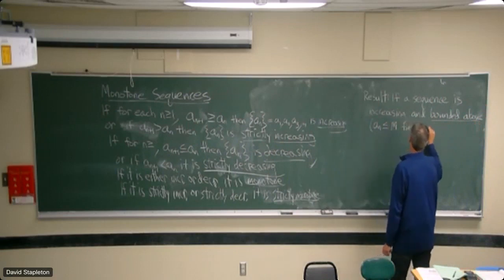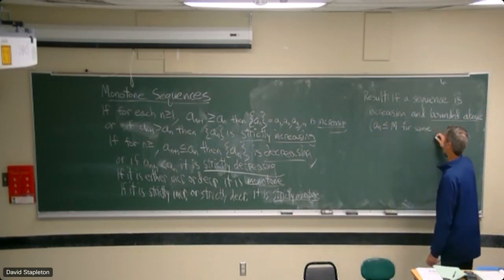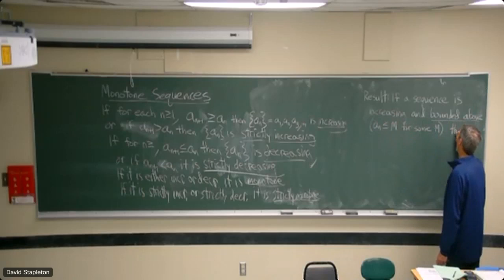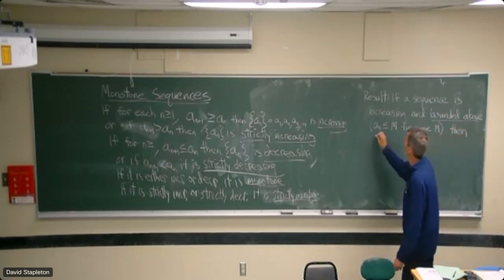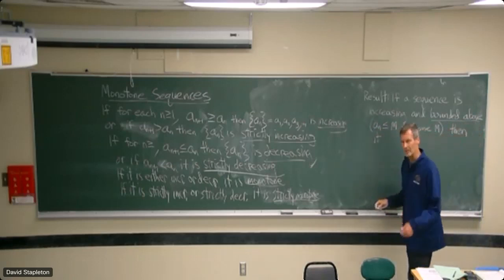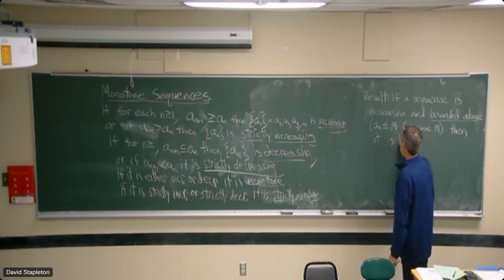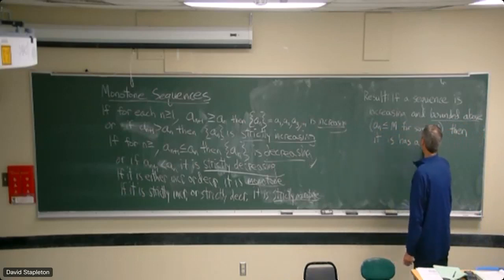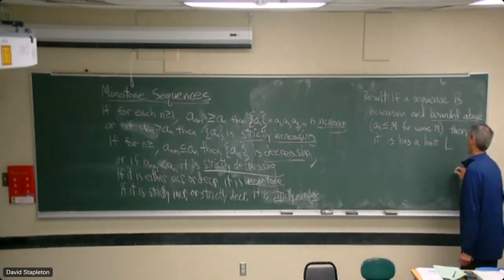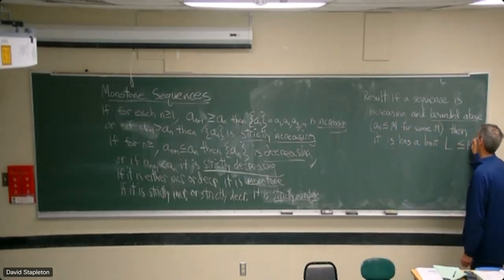So M is the maximum possible. Then it has a limit. There's your asymptote, that's the conclusion. And in particular, that limit L is less than or equal to M.